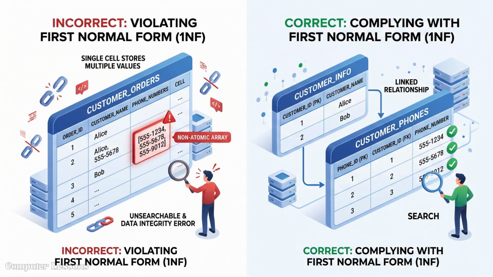First normal form dictates that every column must contain isolated atomic values only to maintain searchability and strict relational integrity across the entire server. A single cell cannot store an array of multiple phone numbers because it would break the logical structure of the database.